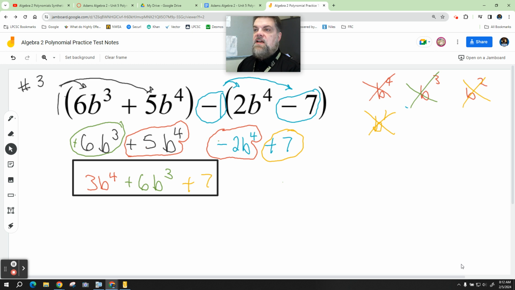How many of you guys got that? Good. The trick here is that this negative sign, a lot of people will multiply it by the first term and then they forget to multiply it by the second term. Don't do that. Okay? Remember to distribute it through all the terms in the parentheses.